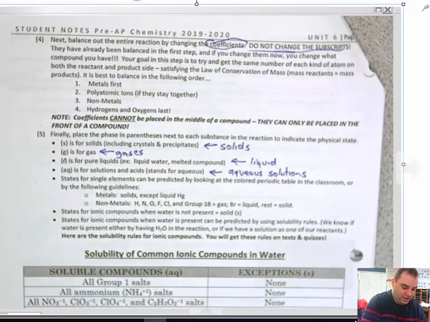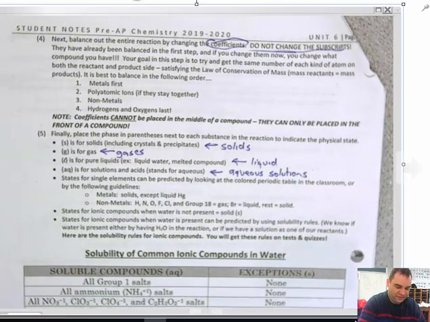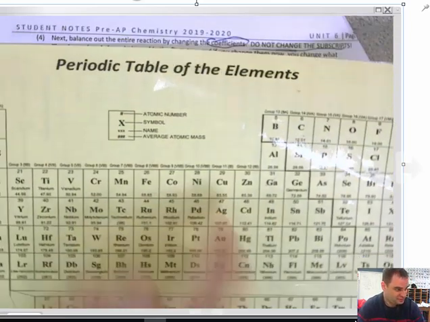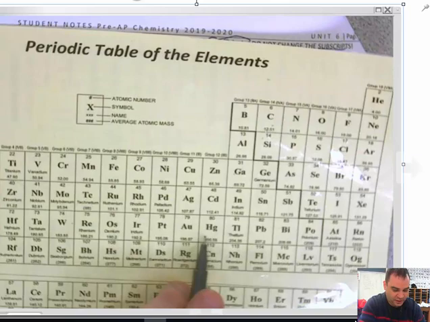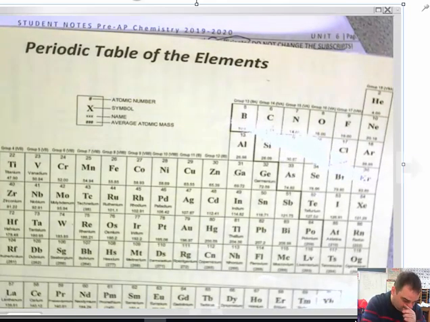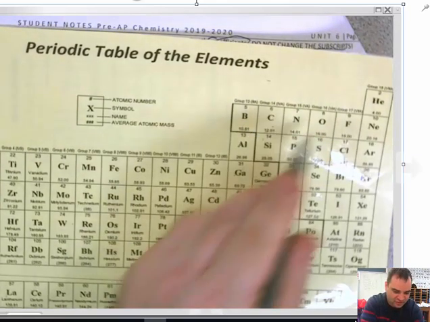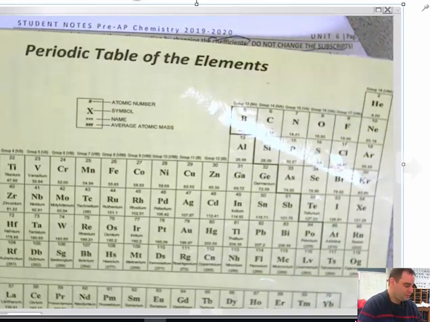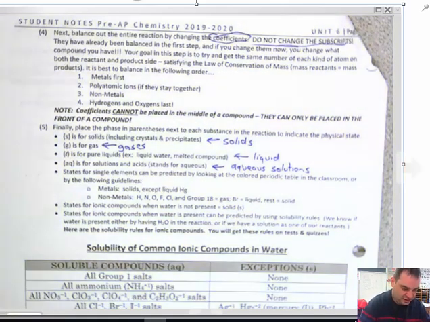Single elements, when you look at the color periodic table here, most of your metals are solids. Mercury and bromine are the only liquid elements there are. And most of your nonmetals are gases. The periodic table behind me, the red ones are gases, the blue ones are liquids, and the black ones are solids.